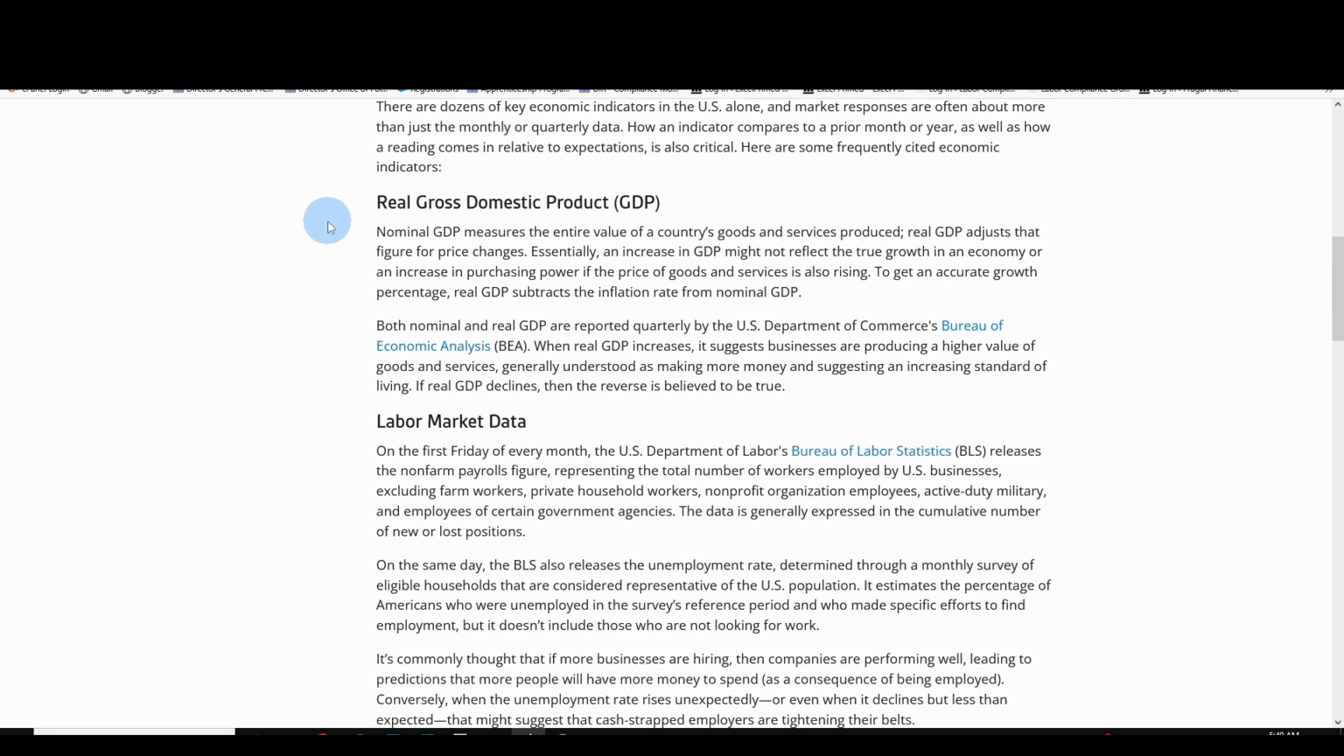Real gross domestic product, GDP. Nominal GDP measures the entire value of a country's goods and services produced. Real GDP adjusts that figure for price changes. Essentially, an increase in GDP might not reflect the true growth in an economy or an increase in purchasing power if the price of goods and services is also rising. To get an accurate growth percentage, real GDP subtracts the inflation rate from nominal GDP.